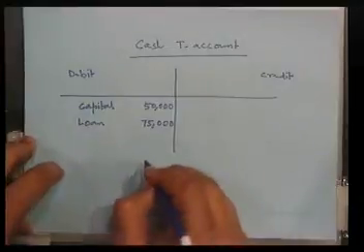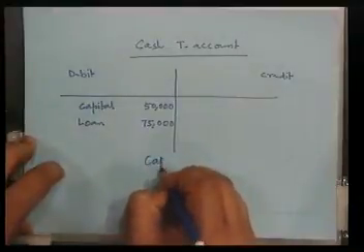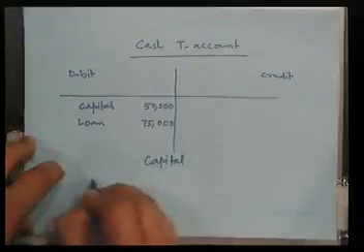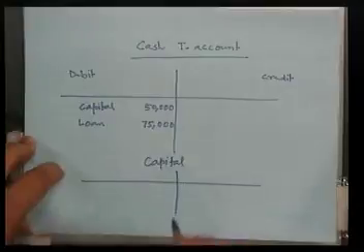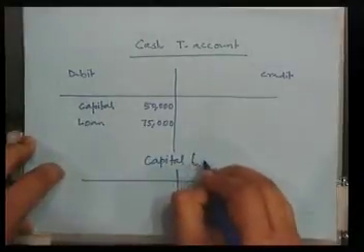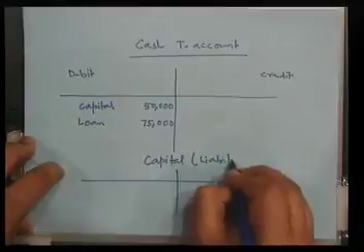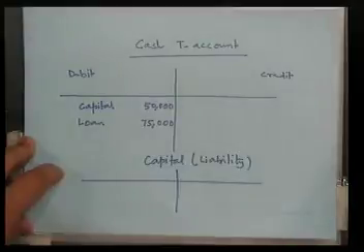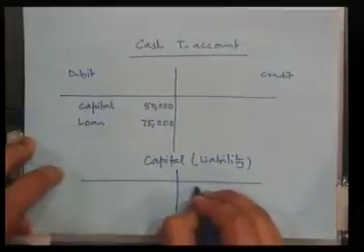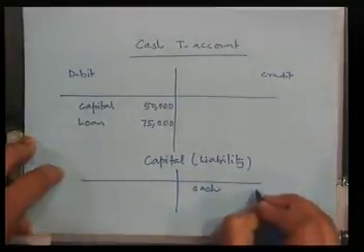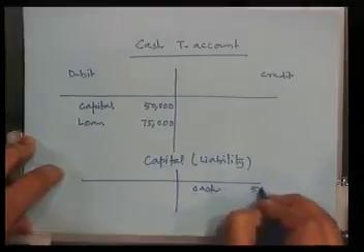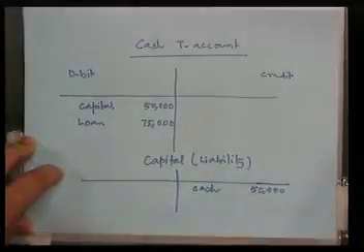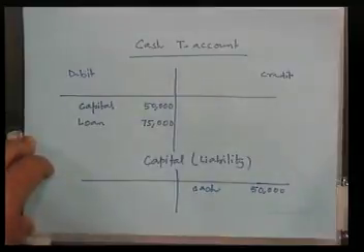Now we will have different T account for capital as well as for loan. So under capital T account you will see like this. Capital becomes a liability, right? So increase in liability is to be recorded in credit side. So here I will write cash and here it will be equal to 50,000. This is how the capital T account or capital ledger would look like.